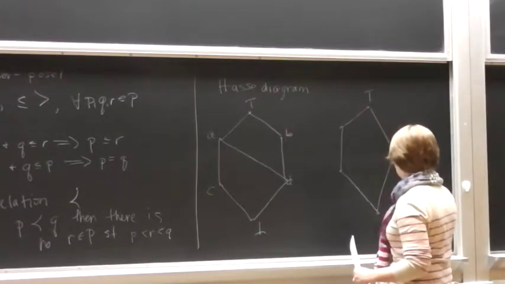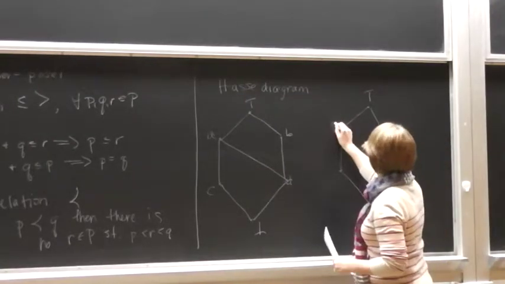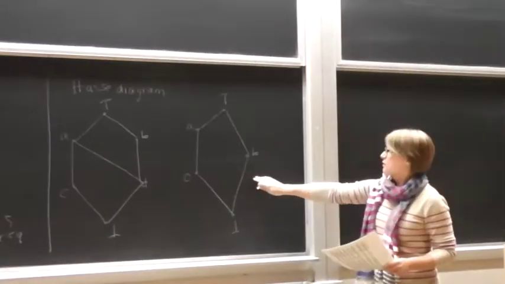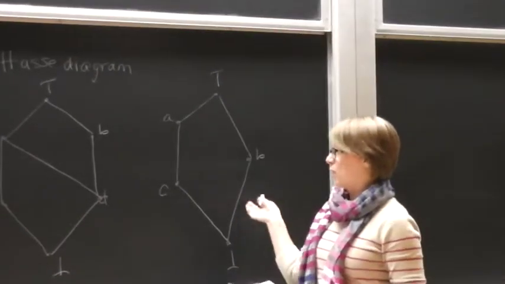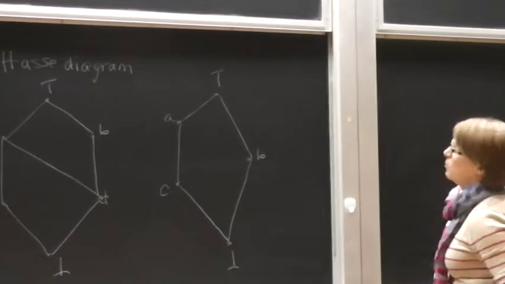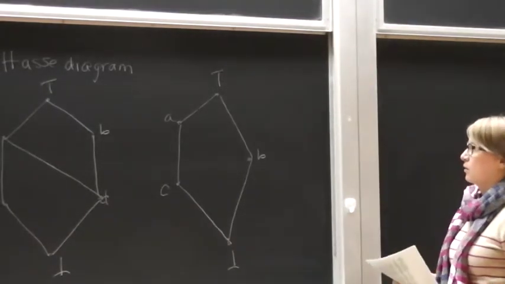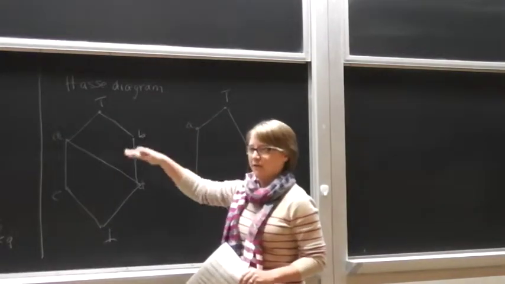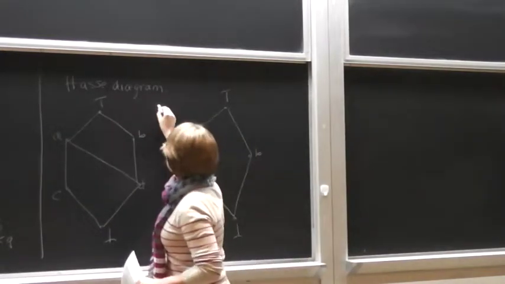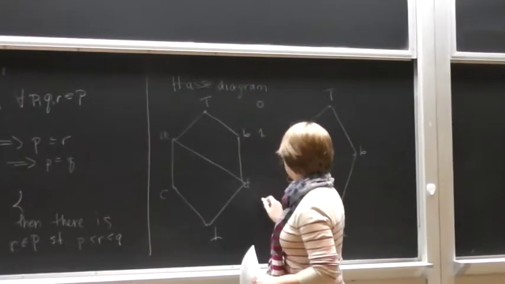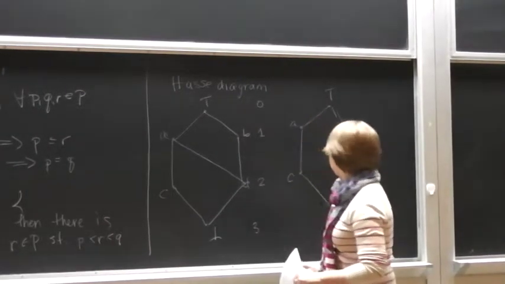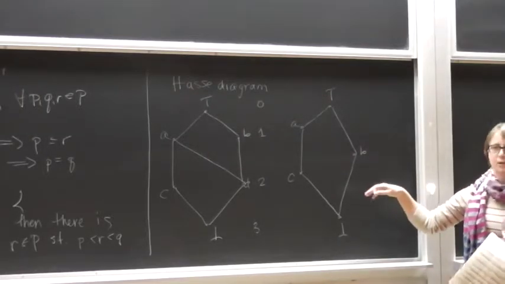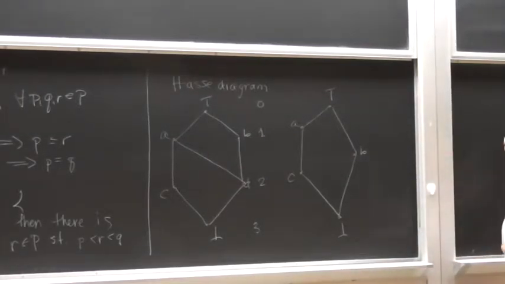we have top, bottom, A, B, and C. So this is another cover relation Hasse diagram, but I'm going to use it to motivate the rest of this. So you can see that in this diagram, everything kind of has a clear level of where it should be sitting. So this is kind of like level 0, level 1, level 2, level 3. This one doesn't really have that because B kind of sits between levels. So this is captured by a rank function.